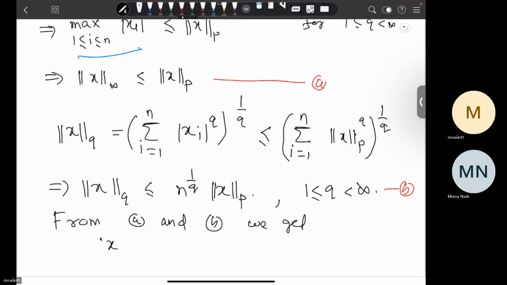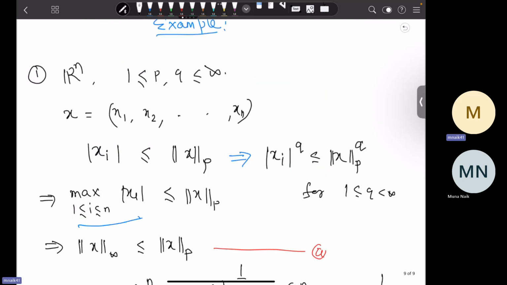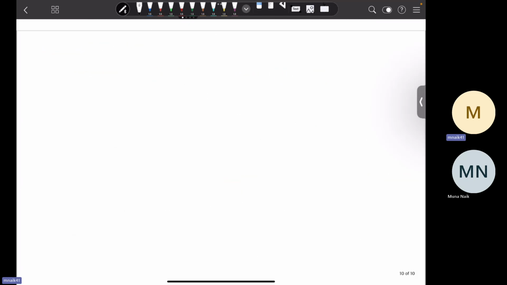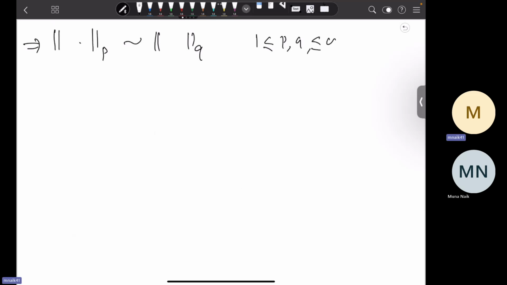We get this: norm of x_q is less than or equal to n to the power 1/q times norm of x_p, and this happens for 1 ≤ p, q ≤ infinity. Okay, so this is true for any p, q, and p and q are arbitrary. So this implies the p norm on Rn is equivalent to the q norm. So on Rn, the Lp norm is equivalent to the Lq norm.